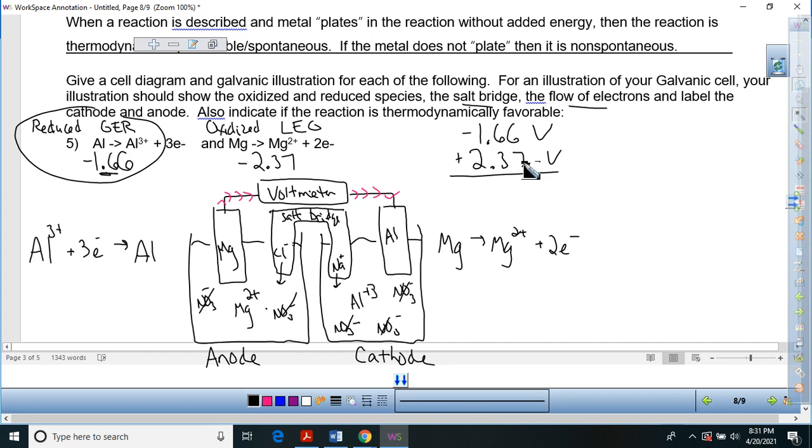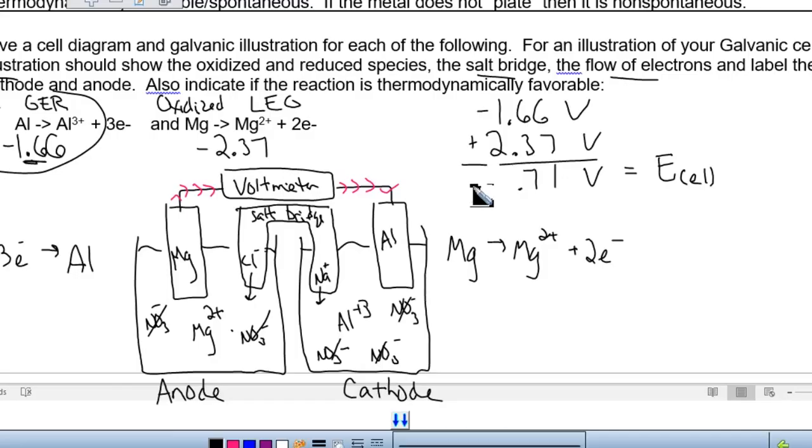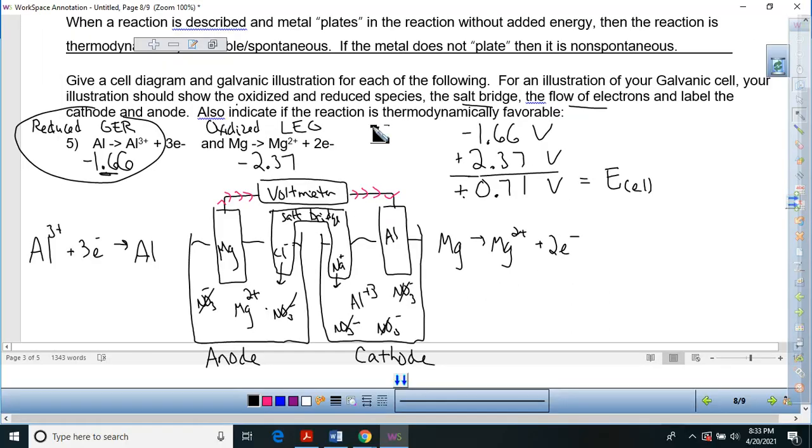Okay, and then now once we have these values, what we can do at this point in time is we can give our cell potential for this reaction. And so we're going to add up our values here, and that's going to give us our cell potential. That should be 0.71.